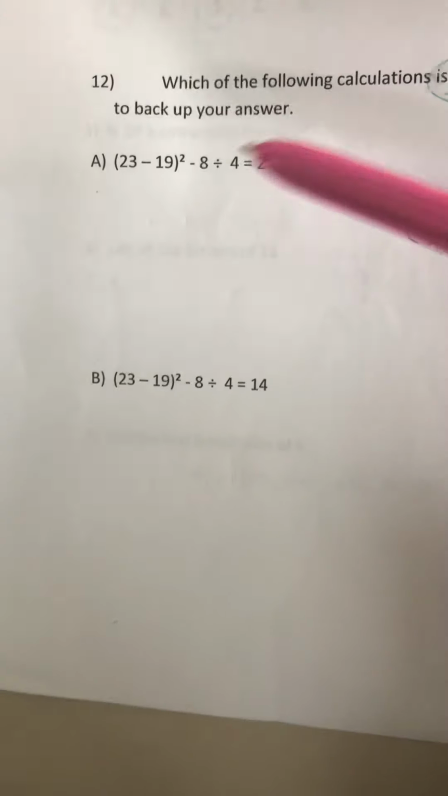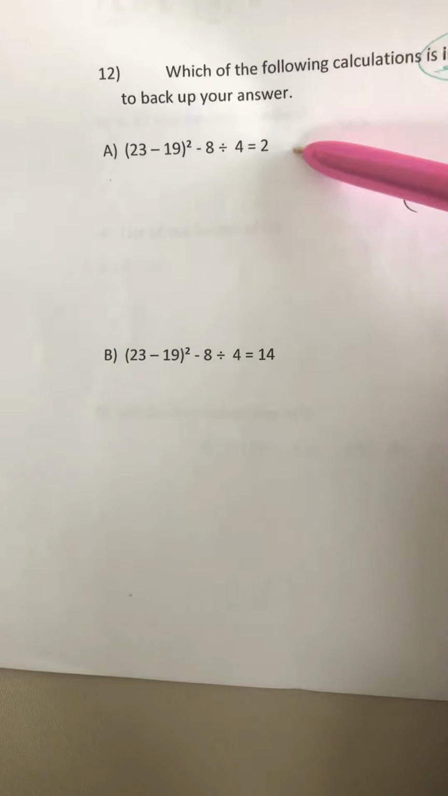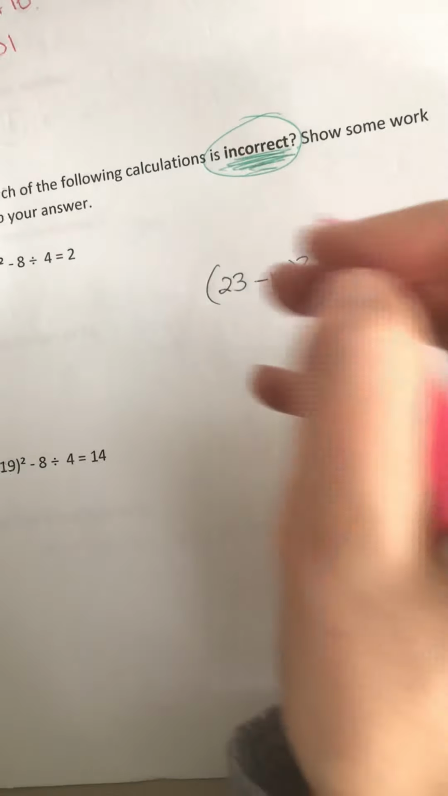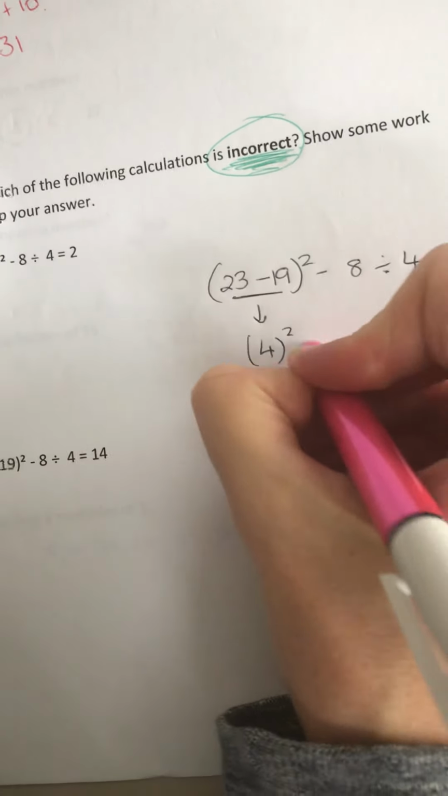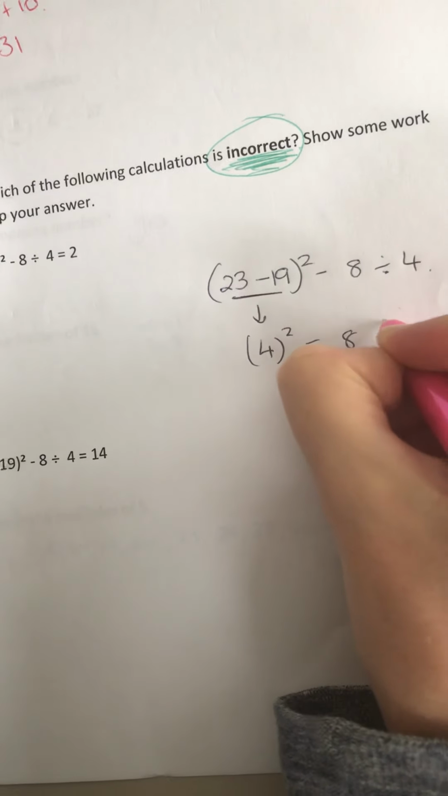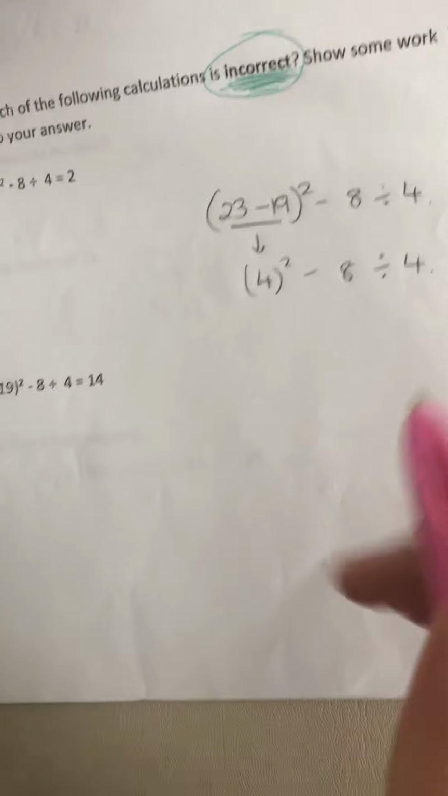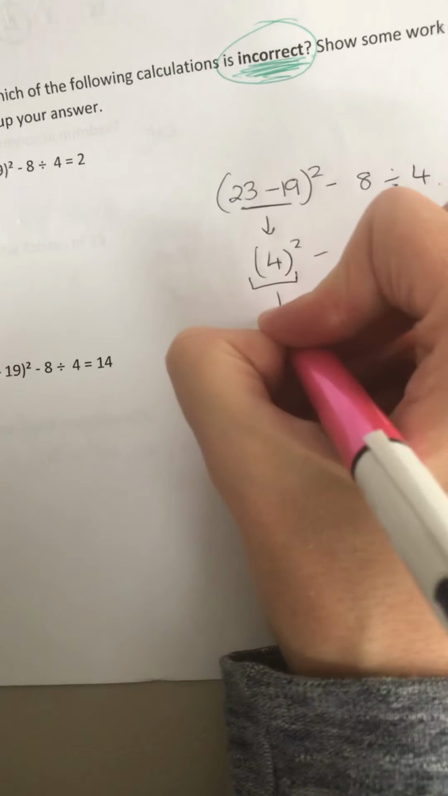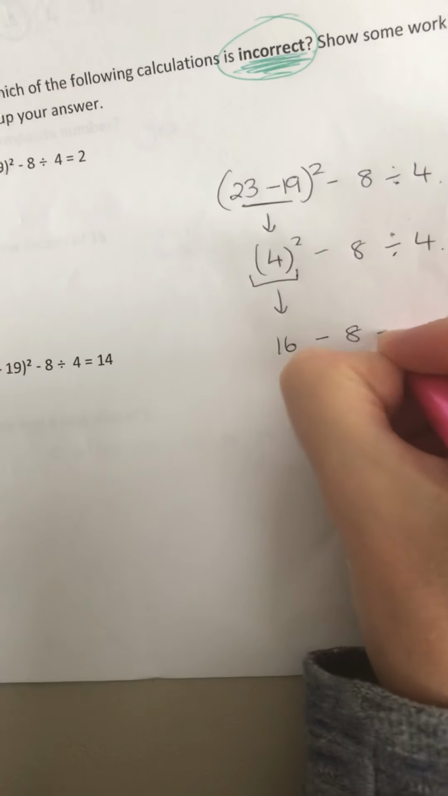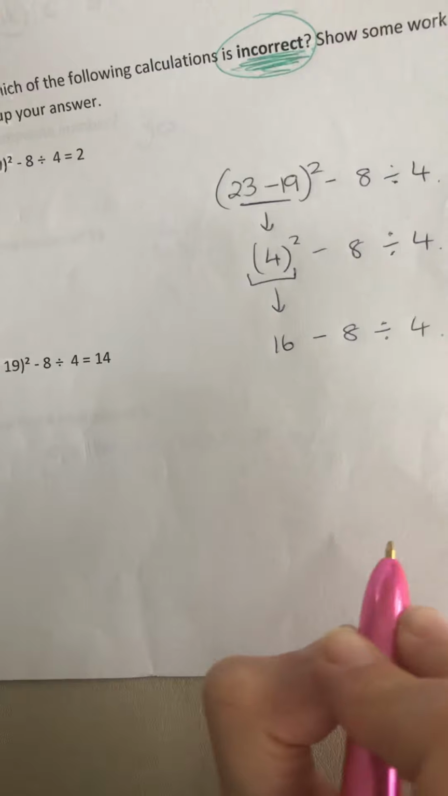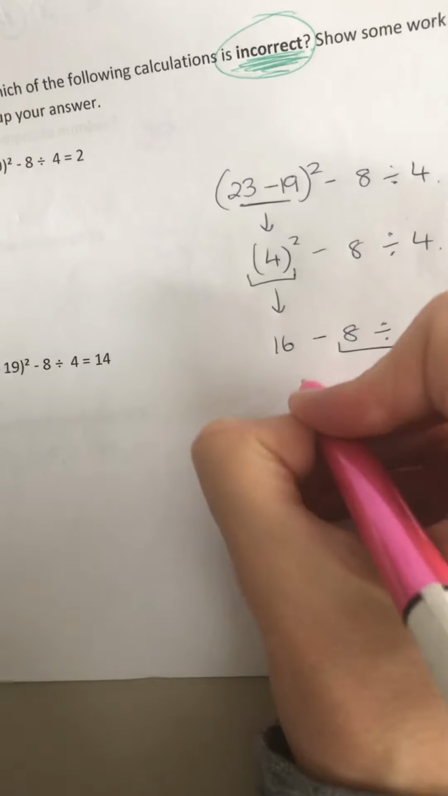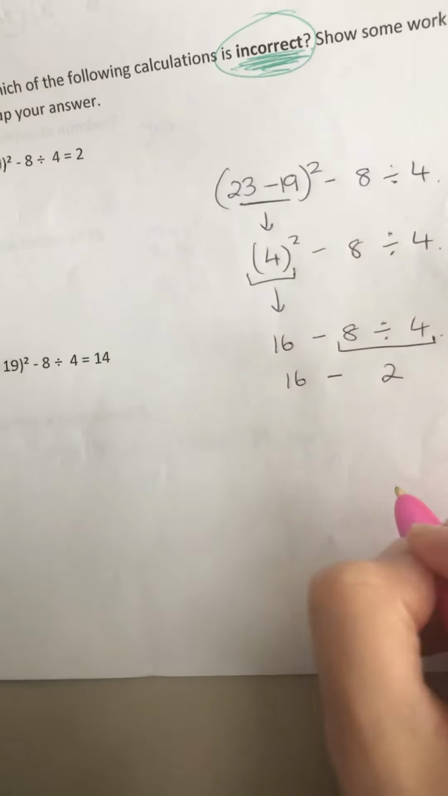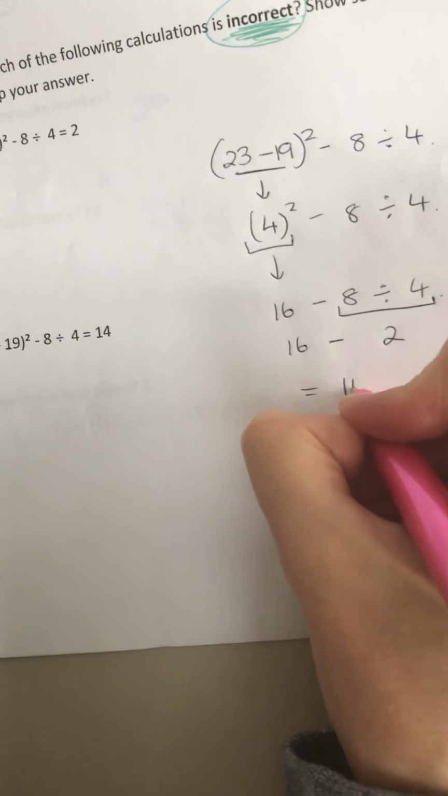Now, so we have this sum and we're wondering, is the real answer 2 or 14? Well, let's do what's in the brackets first. That gives me 4. Take down the rest of your sum. Do our indices next. That gives me 16. Is there any multiplication or division next? Yes. That gives me 2. Any addition or subtraction? Yes. That gives me 14. So this is correct.